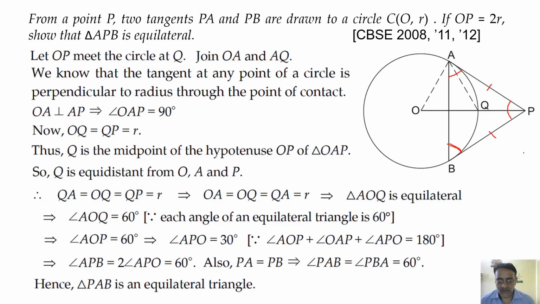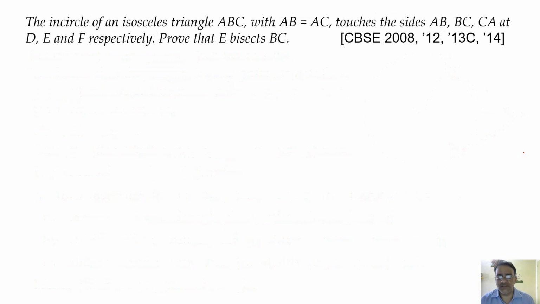Okay, fine. So now we are moving toward the last question. This is the last question of today's revision number 2. The incircle of an isosceles triangle ABC with AB equal to AC touches the sides AB, BC, CA at points D, E, F respectively. Prove that E bisects BC. 2008, 12, 13 compartment and 2014.